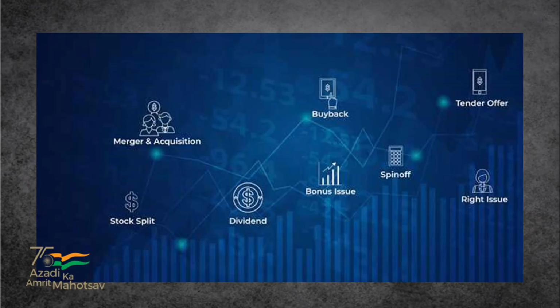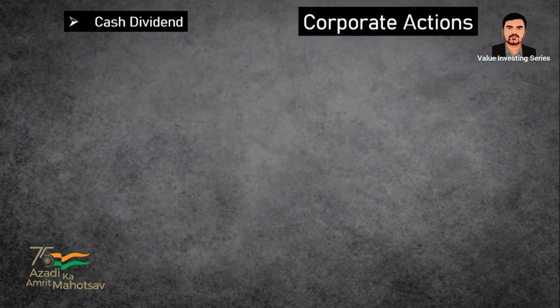Now first let's talk about the famous corporate action, which is cash dividend, or simply called dividend. This is the way by which a company distributes part of the profit earned by the company to its shareholders. Dividend is expressed on a per share basis and with regard to its face value. For example, if the face value is 10 for a stock ABC, and the dividend payout is 2 rupees, that means 2 by 10 into 100, it's like 20%.